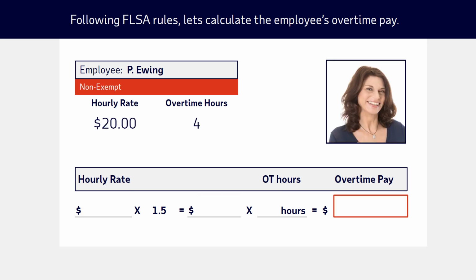Miss Ewing is a non-exempt employee with an hourly rate of $20. She worked 4 overtime hours this work week. What will her overtime pay be? First, let's plug in what we know. We know Miss Ewing's hourly rate is $20, and we know she worked 4 overtime hours. Then we multiply the hourly rate of $20 by 1.5, which is time and a half. This equals $30. Last, multiply $30 by 4 hours, which equals $120. So, Miss Ewing's overtime pay is $120.